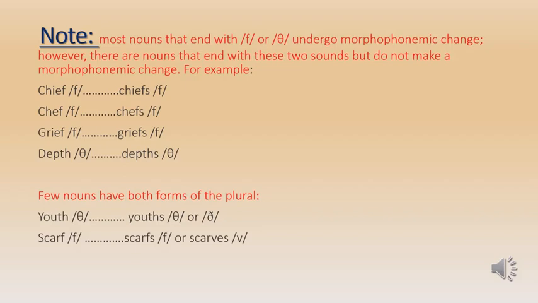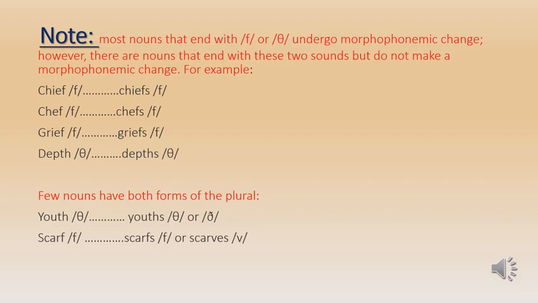Sheafs with the s allomorph. Another word is chef. Chef, it ends in fe. But when we want to make it plural, we say chefs. We don't change the fe into ve. We simply put the s plural at the end of the singular noun to make it plural. So we have chef, chefs. Grief, griefs.